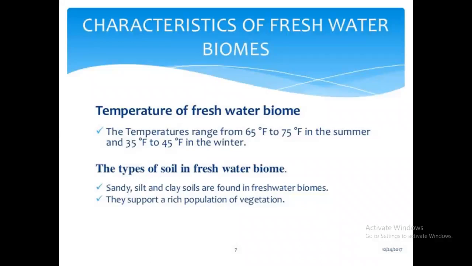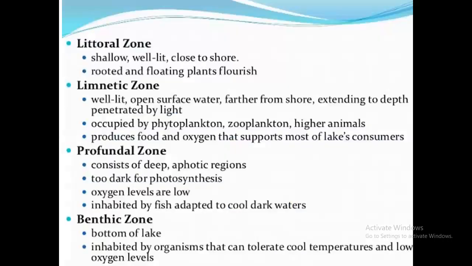Freshwater biome consists of four zones: littoral zone, limnetic zone, profundal zone, and benthic zone. The first one, littoral zone, is shallow. It means it is close to the shore. It consists of rooted and floating plants. The other zone is limnetic zone.